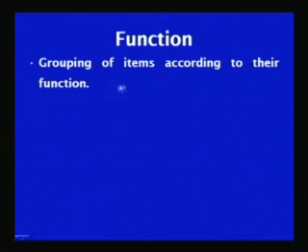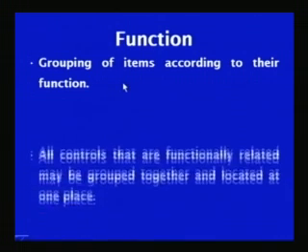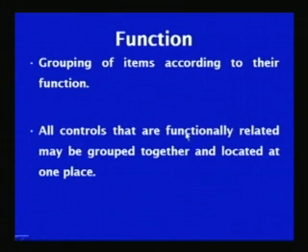Another principle which is used for locating the control devices is function. The control devices which are used for performing similar types of functions are grouped at one place. So, grouping of the items according to their functions is done according to this principle. Like all control devices functionally related may be grouped together and located at one place. For example, if some of the control devices are used for increasing or decreasing the speed or feed, then they will be grouped at one place. Like on-off controls are grouped at one place.